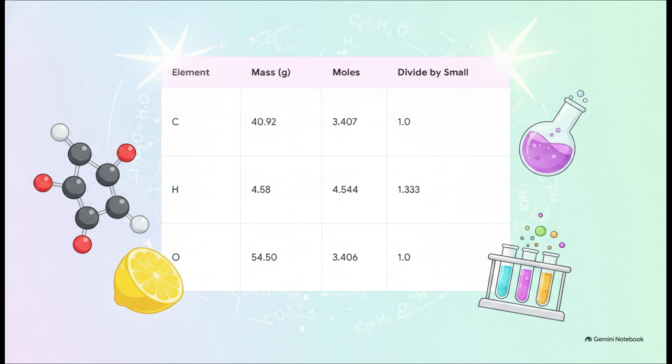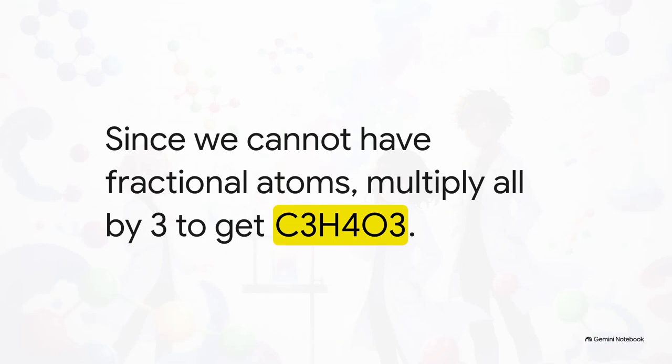Finally, we normalize. We divide all of those by our smallest value, which is that 3.406 from the oxygen. That drops our base ratio down to 1 carbon, 1.333 hydrogen, and 1 oxygen. But hold up, we've got a bit of a problem. That 1.333 for hydrogen? Yeah, you can't have 1 1/3 hydrogen atoms in a molecule. That doesn't exist. So we hit step 4, multiply till whole.